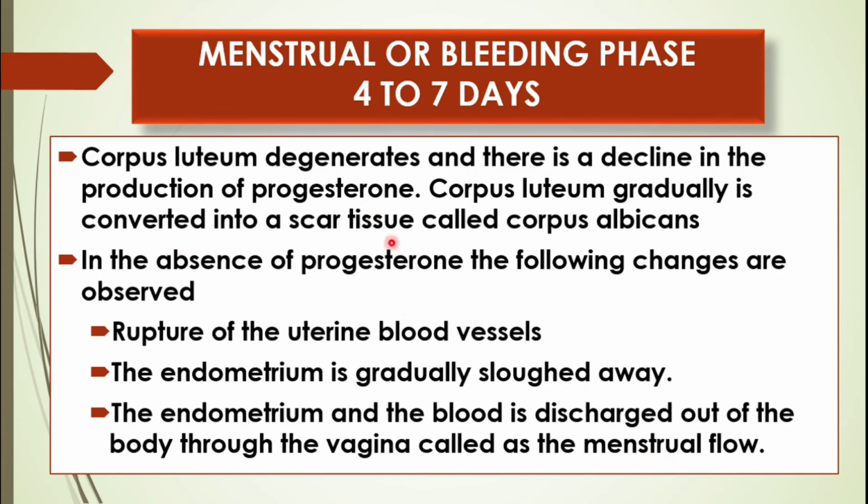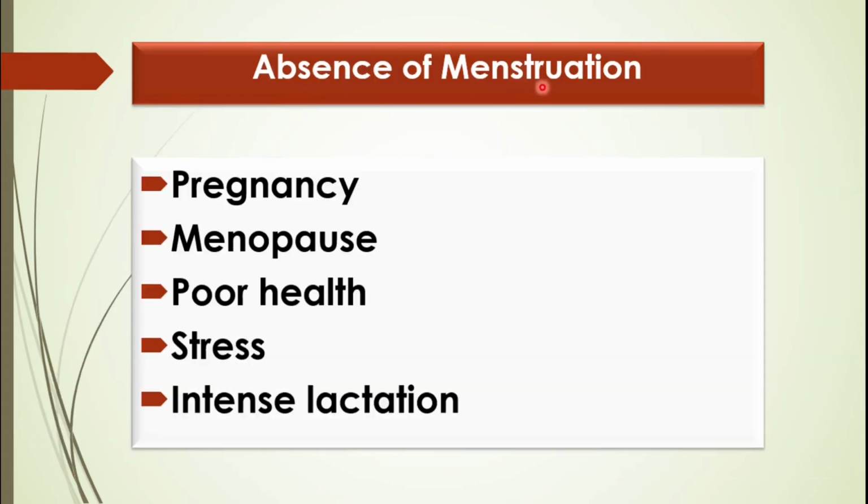Now from this you will notice that the entire menstrual cycle is dependent on nothing but hormones. All the changes in the body are because of certain increase or decrease of hormones, which bring about certain changes in both the primary as well as the secondary sex organs. There is the absence of menstruation in a female during certain conditions. Obviously, the first is pregnancy.